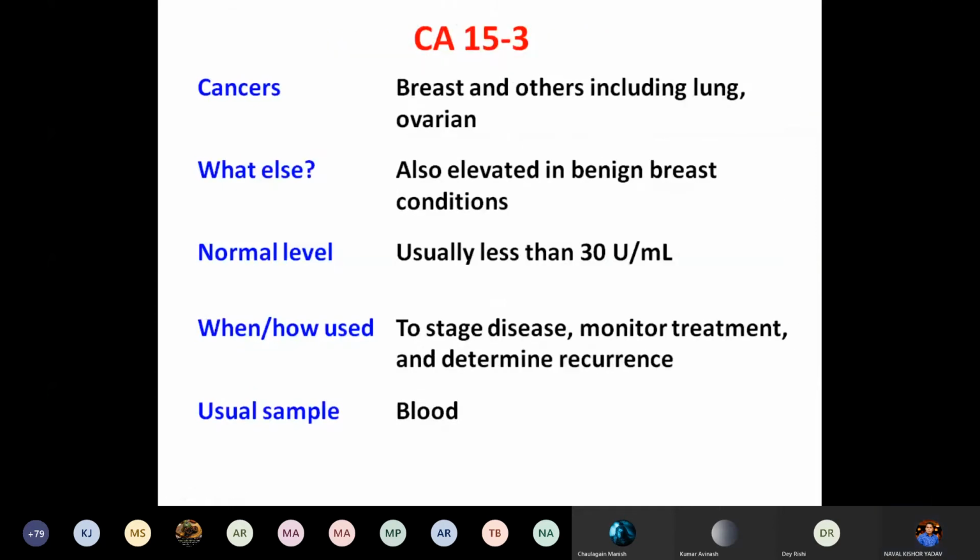Another is the CA 15.3. The sample is blood, used for the diagnosis, staging of the cancer, monitoring the treatment, and determining the recurrence. Normal level is less than 30 U per ml. It is done in the case of breast cancers, but also in lung cancer and ovarian cancers. The level is also elevated in benign breast conditions. Not only malignant, but benign breast conditions also show an increase in the level of CA 15.3.